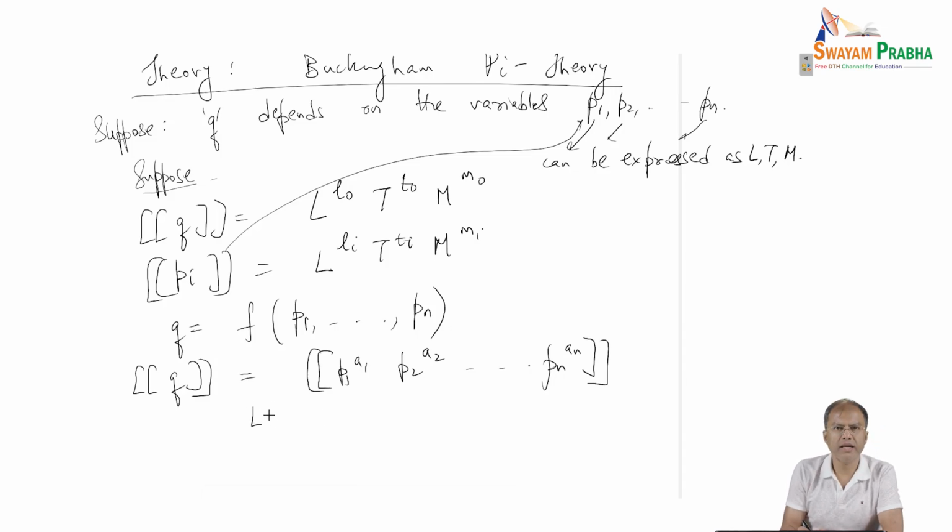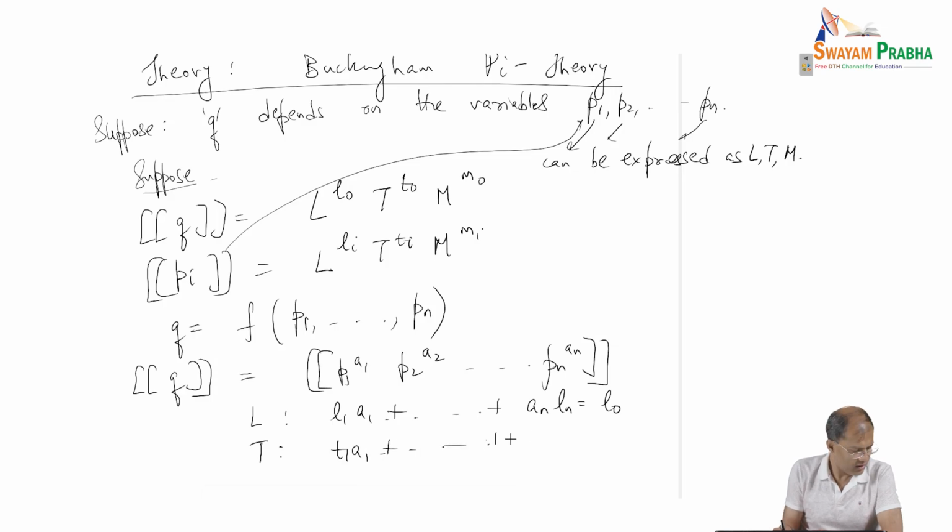Now we equate the dimensions of L. So this is L1 A1 plus and so on, Ln An, which is L naught, and then we have T, which is T1 A1 plus and so on to Tn An, which is T naught, and M, which is M1 A1 plus up to Mn An. So we have set up the three equations here corresponding to the fundamental dimensions L, T and M.